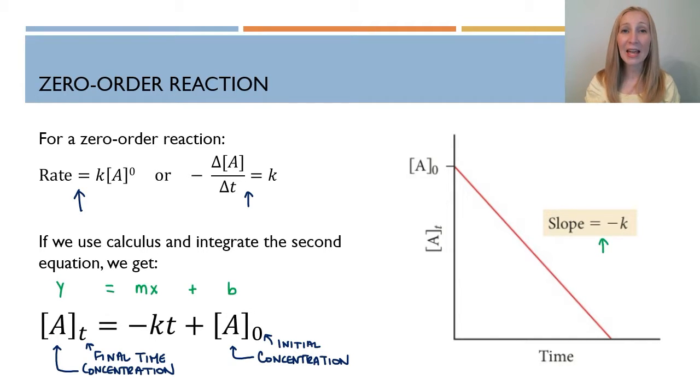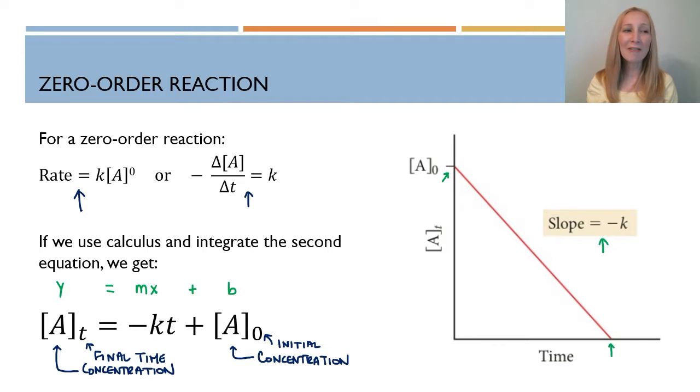That equation has the y equals mx plus b pattern to it that any equation of a line would have. So you can see here our slope is the m, negative k. The y-intercept is the beginning concentration, the starting concentration, and the x-axis is time. So this equation represents that line.